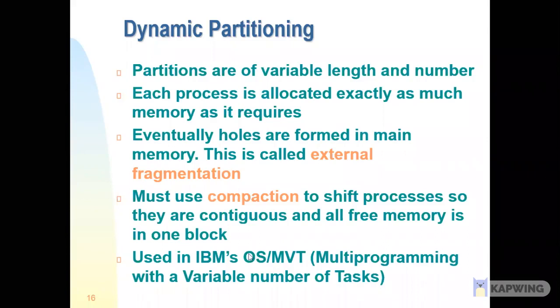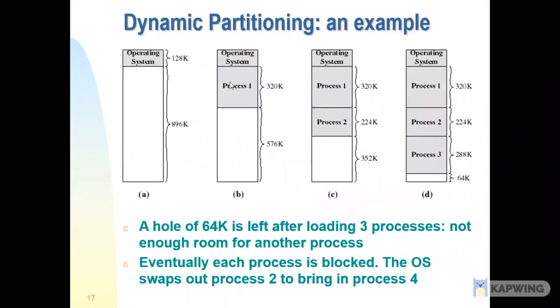So this is dynamic partition. 128 KB is required by the OS, and you have 896 KB here. Now your process 1 is of 320K, so 320K will be allocated to process 1. Then process 2 is of 224K. It will be allocated here at that size. So this is now remaining. Again, 288K is for process 3, so that will be allocated here.